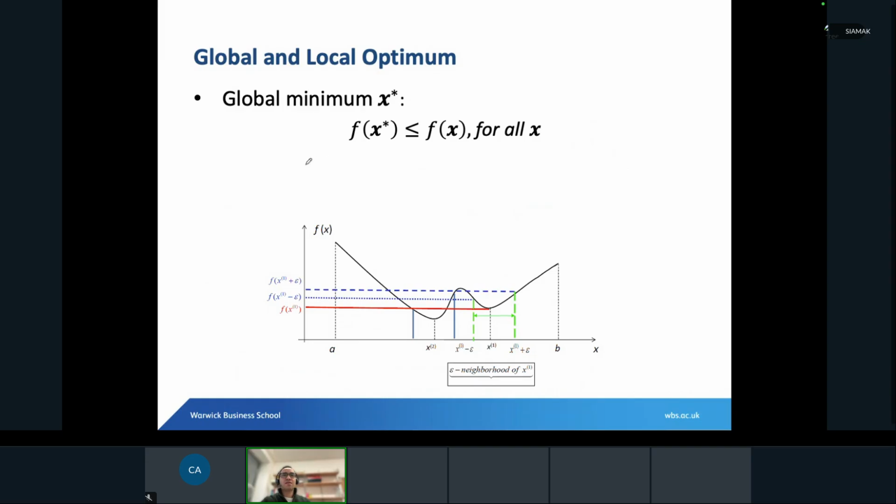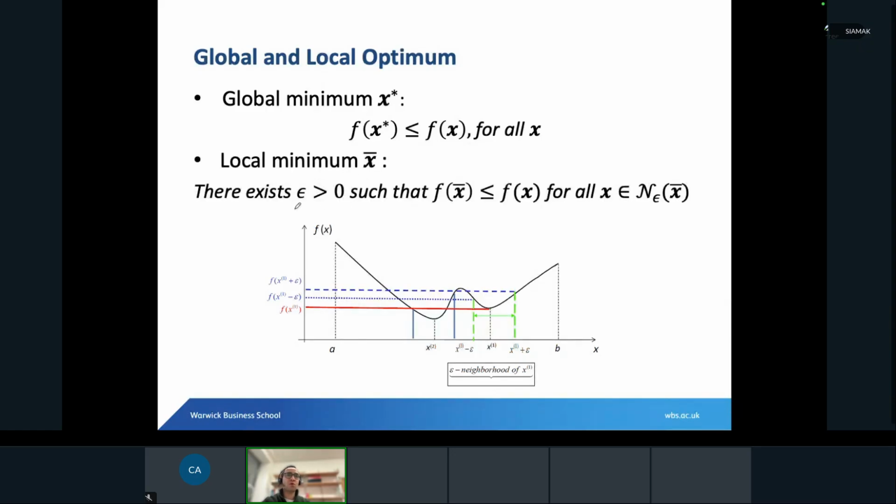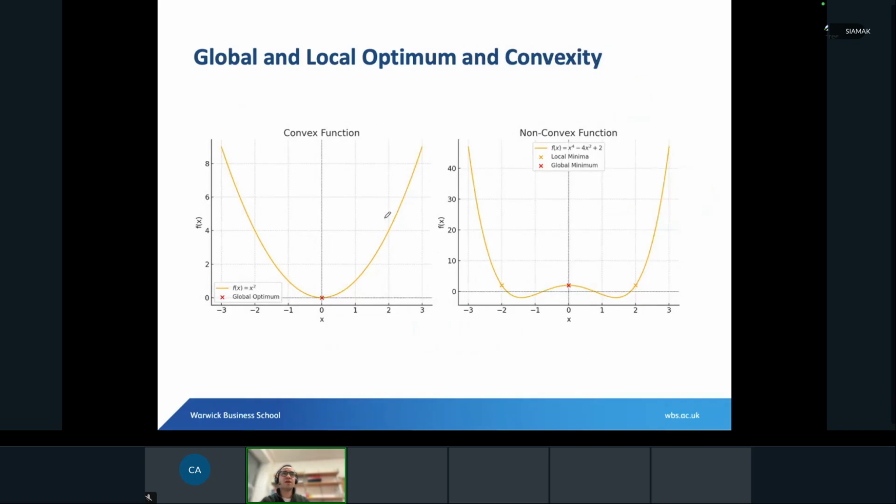So here we can see that for a global minimum x star, f of x star is always less than or equal to f of x for all x. For a local minimum x bar, there exists a strictly positive epsilon such that f of x bar is less than or equal to f of x, where x belongs to the neighborhood. This is the notation that we will use for neighborhood: neighborhood of x bar within epsilon. Okay, this is what we can see on the graph here.